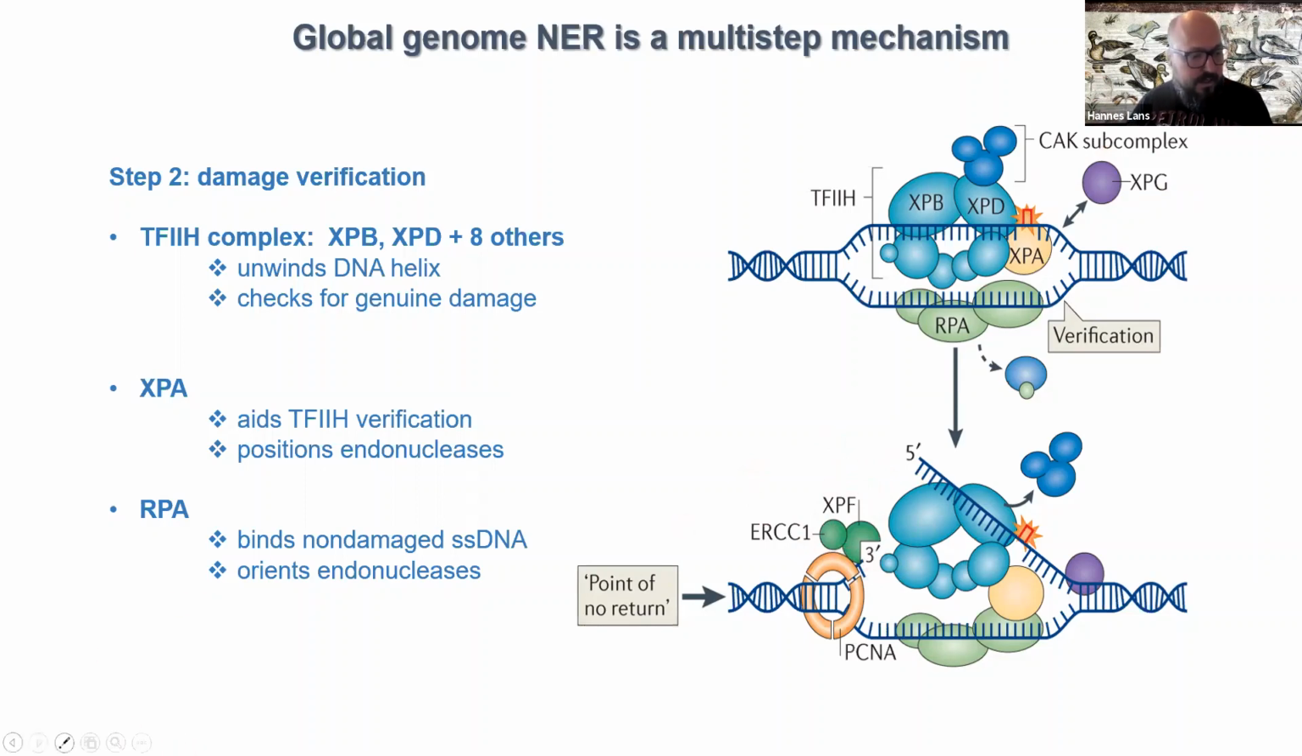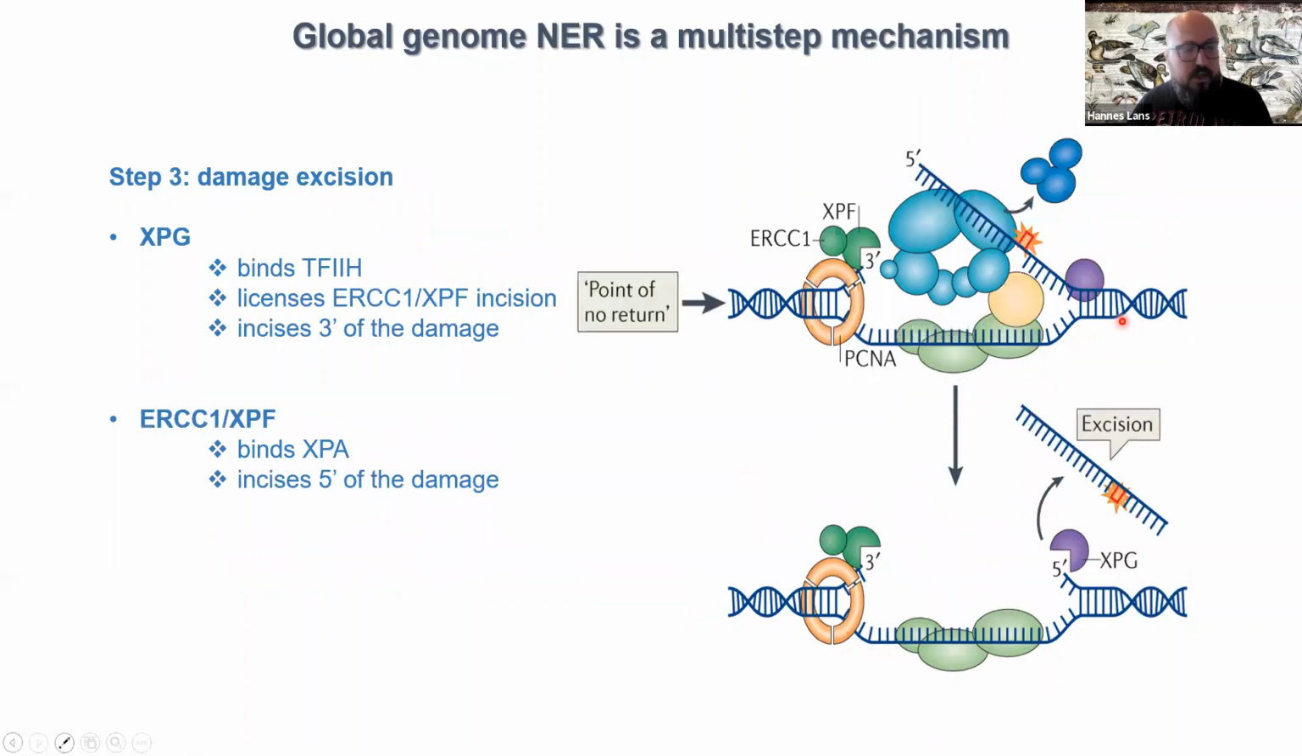So that is then the next step, which is the damage excision step, executed, as I said, by XPG and ERCC1-XPF. So the XPG protein, well, there's a bit of debate in the field whether that's already part of this TFIIH complex or not, or whether it's recruited really separately. Anyway, this XPG protein is thought to be needed to be present here before the ERCC1-XPF complex can then first cut on this side of the damage.